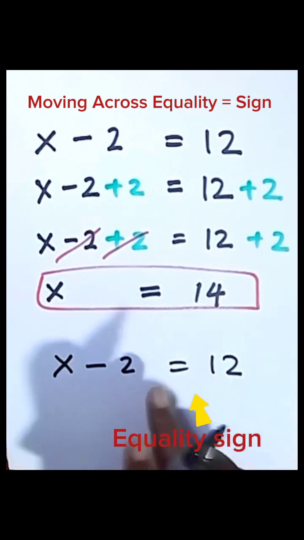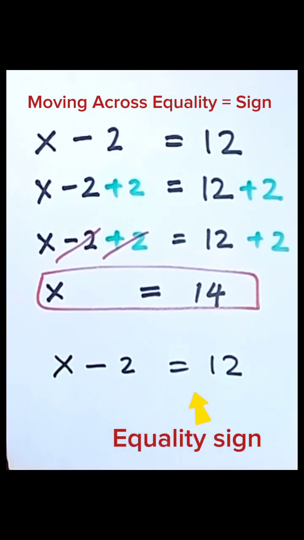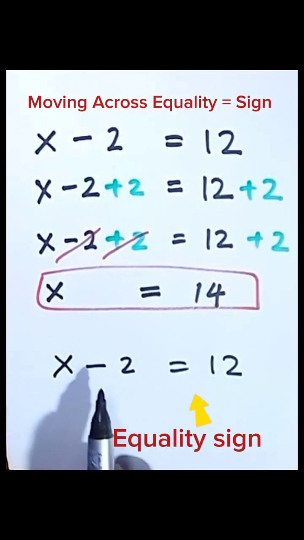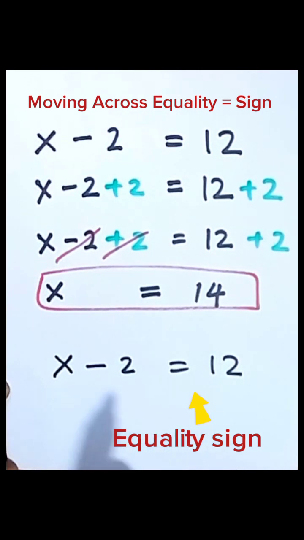This is the equality sign, equals. Look at it here. Instead of going through all of these steps, I can simply move this minus 2 to the other side. But how do I do that?